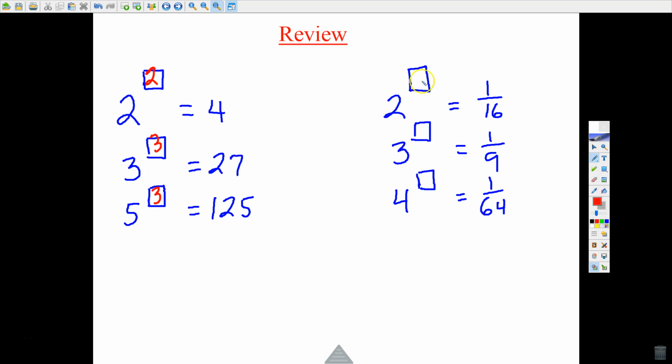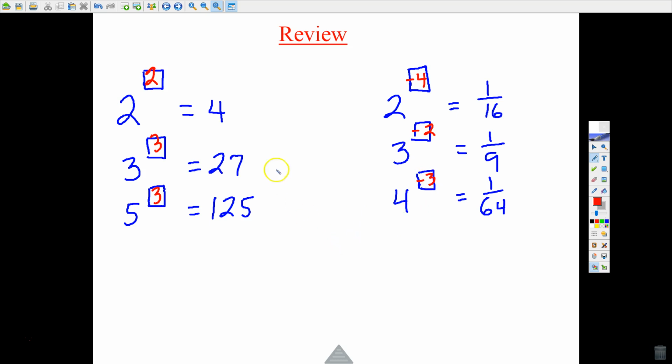And then over here, the idea of negative exponents you probably didn't cover in elementary school, but here we need negative exponents because 2 to the 4th would be 16, but 2 to the negative 4 makes the reciprocal of 16, which is 1 over 16. This would obviously be negative 2, and this would be negative 3.